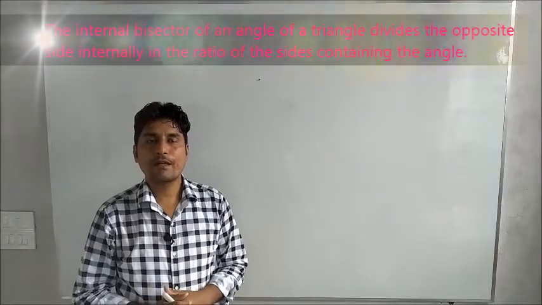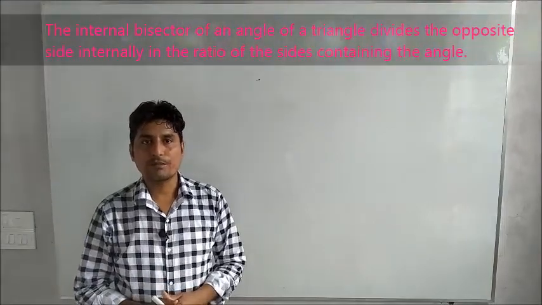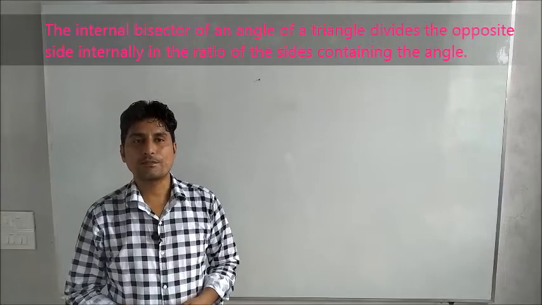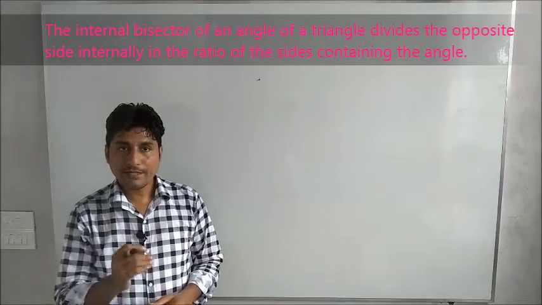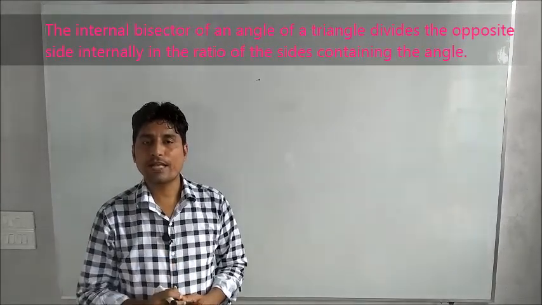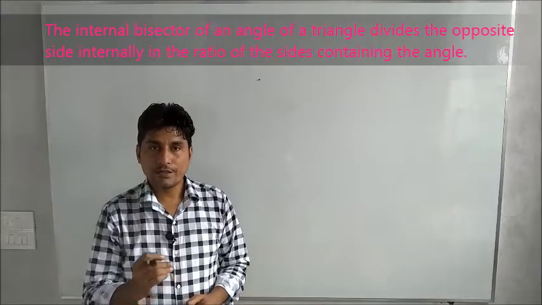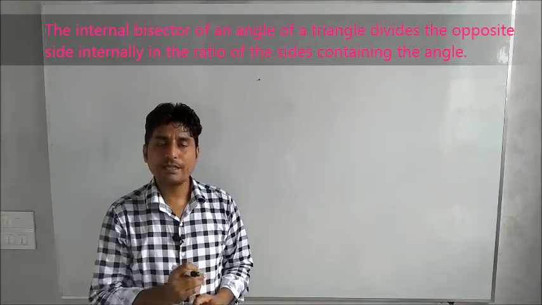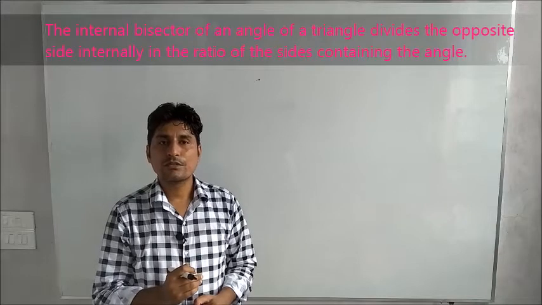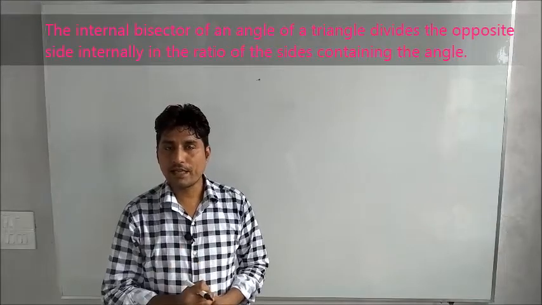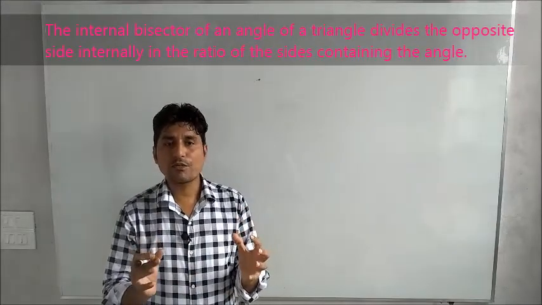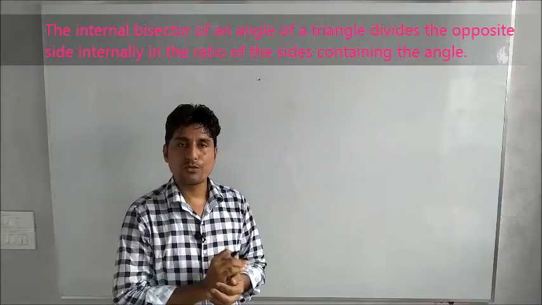Today I will explain the angle bisector theorem. First of all, we will see the theorem. The internal bisector of an angle of a triangle divides the opposite side internally in the ratio of the sides containing the angle. So according to the theorem, first of all, we have to draw the figure.